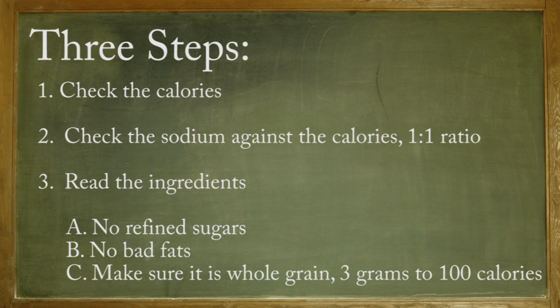And read the ingredients list. Take a look at that so that you can look for any hidden sugars or any bad fats, and make sure that it's whole grain. If it doesn't say whole grain, you won't reach your 3 grams per 100 calorie fiber content.